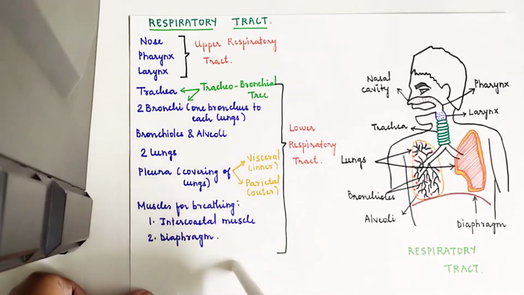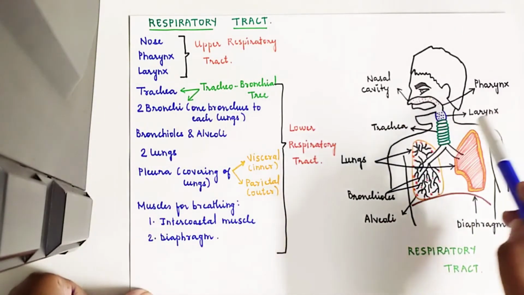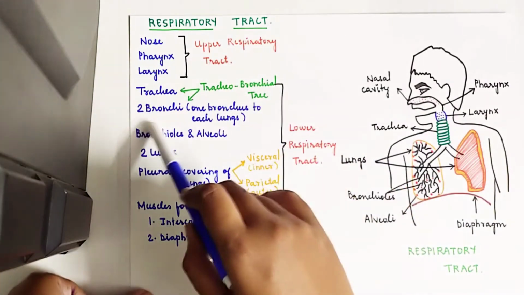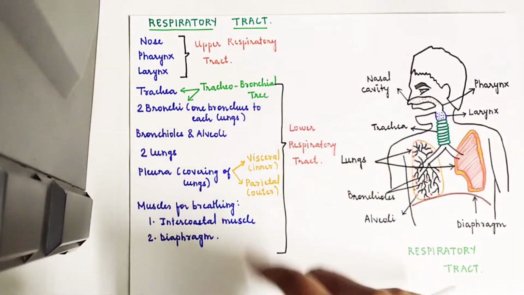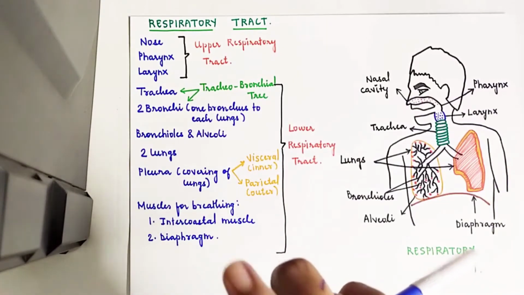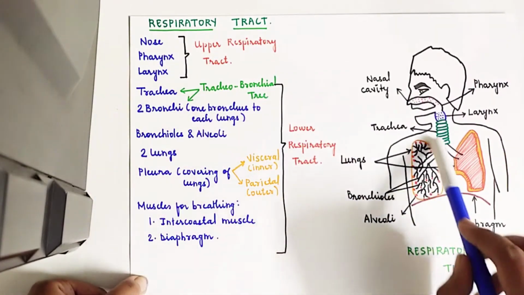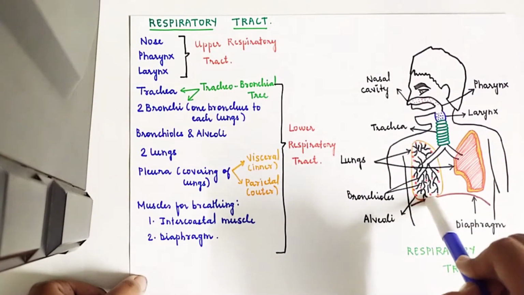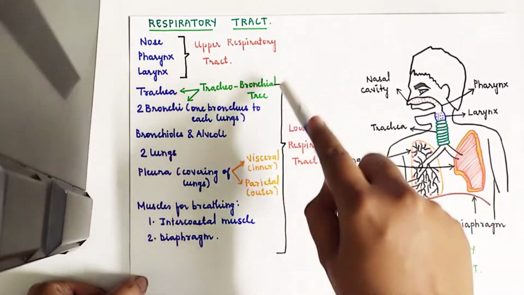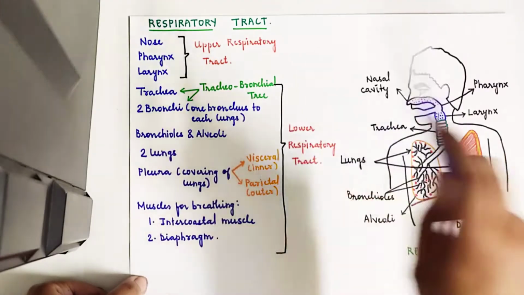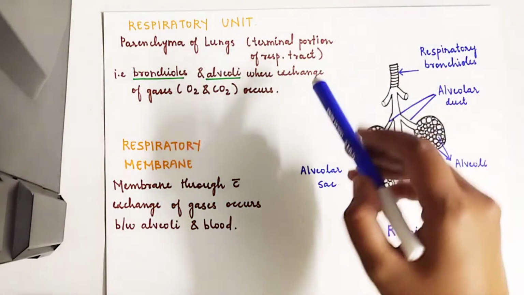Now the trachea and the two bronchi together make the tracheobronchial tree, as it resembles a tree. So it is known as the tracheobronchial tree.